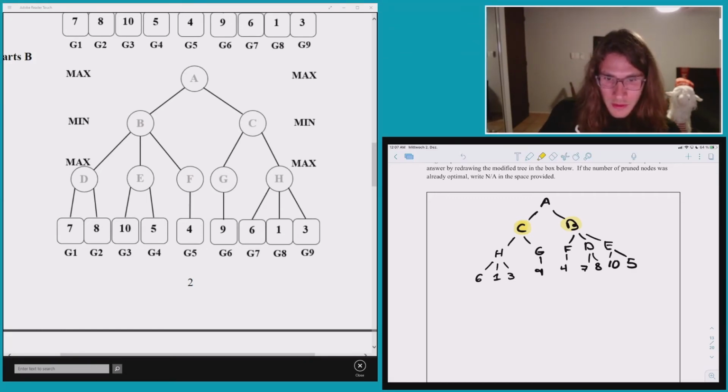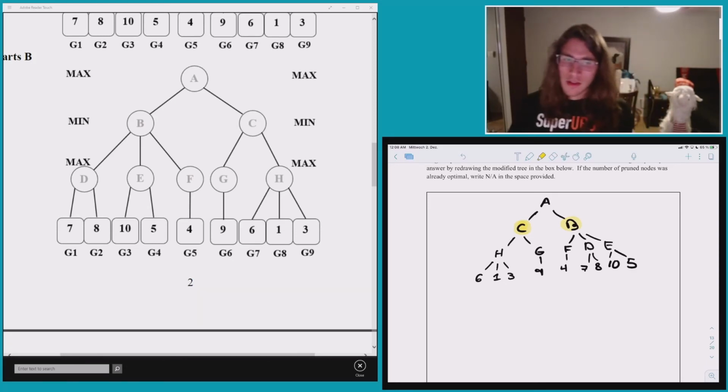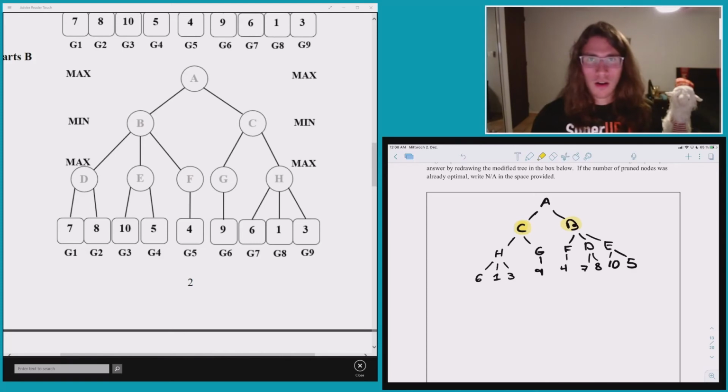But then the other point is that H and G can be in any order in reality, because, to put it this way, if G had more children than just G6, then there would be more pruning. But because G6 is the only child of G, it doesn't matter whether H or G is first.